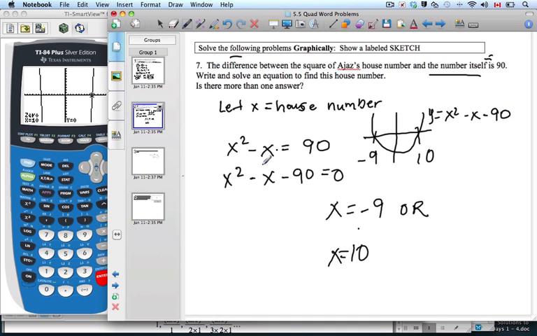Now to answer the question. Oh, right, we have to answer the question. What is the possible house number? Couldn't it be -9 and 10? Yeah, I guess, but -9 for a house number? That doesn't really make much sense. So I would say our house number is 10. I agree with that, because it cannot be -9 for a house number.